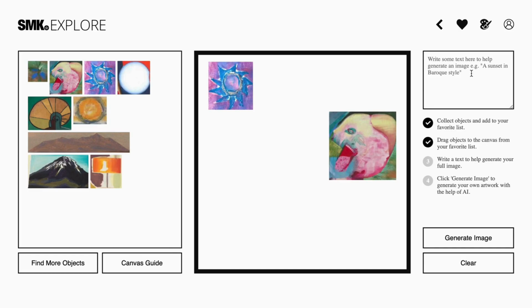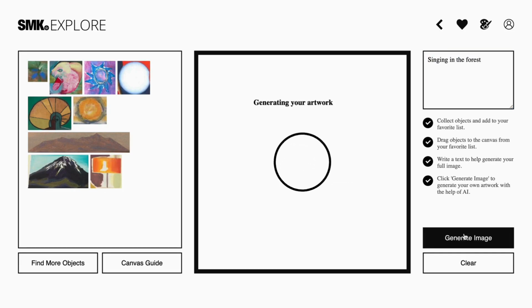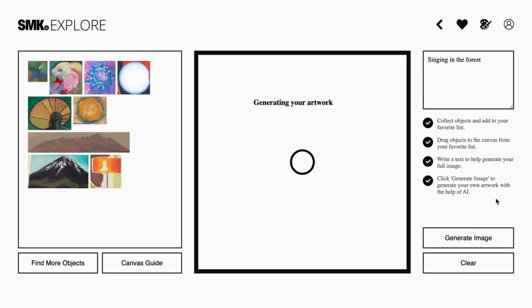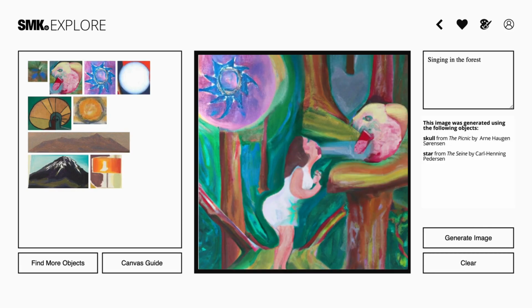When the image is generated, the user is presented with an overview of the artist and the objects that have been used to generate the image. From here, the user has the possibility of creating new images with different compositions or to continue the search further through their collection.